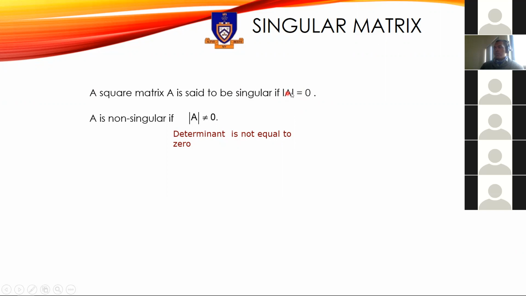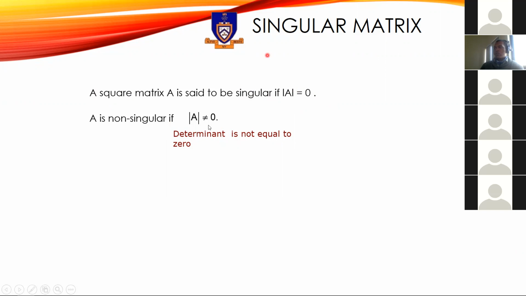This one means the determinant of a matrix is equal to 0. So that is the difference between a singular matrix and a non-singular matrix, okay? So if it's singular, the determinant is 0. If it's non-singular, the determinant is not 0.